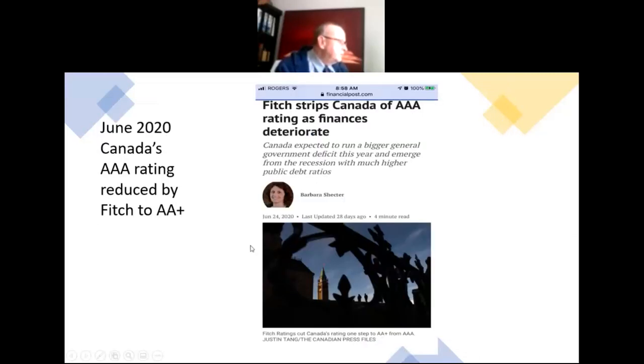In June of 2020, shortly after the beginning of the pandemic, Fitch reduced Canada's AAA rating to AA+. That was a significant drop for Canada, but it was all connected to the fact that the huge deficit that the government was building up because of the pandemic, and the government was paying out billions of dollars to support Canadians and to support companies that had to be closed down because of restrictions.